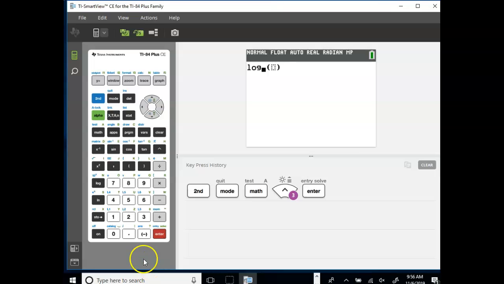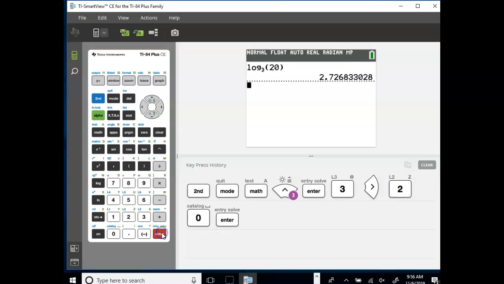So I could type it in. What did I just say? Log base 3 of 20. And it'll give me the answer. Was I supposed to know that off the top of my head? No. So here's what's going to happen.